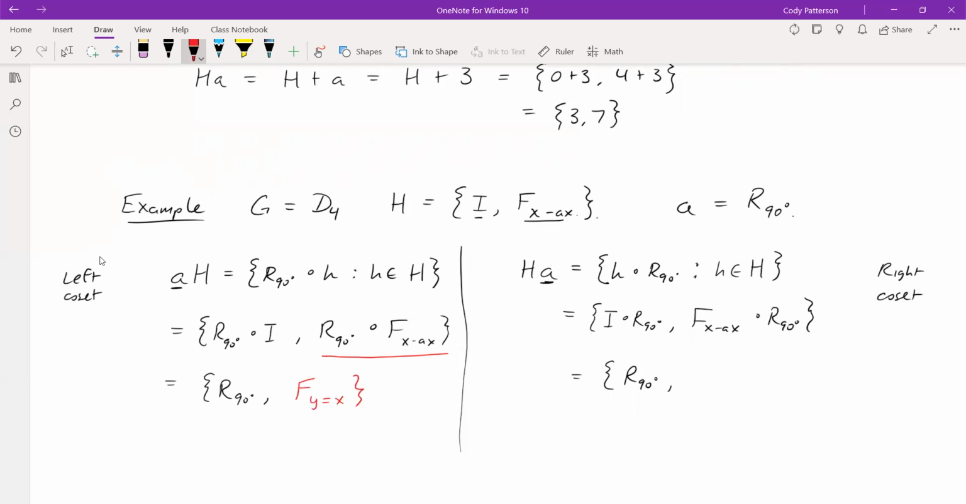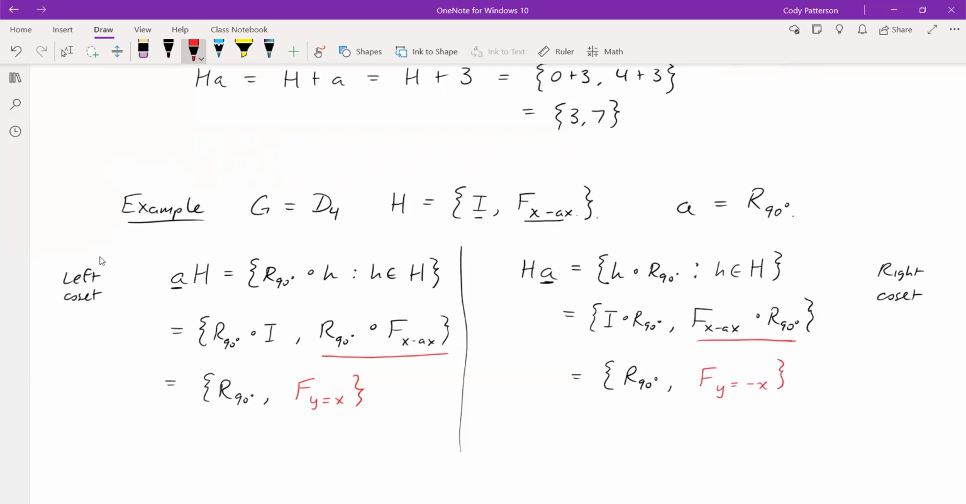Okay, do I get flip over y equals x for the other one? Let's find out. Well, I'm going to take my home position. I'm going to start by rotating by 90 degrees. I'm doing this transformation or this composition now. Turn by 90 and then flip over the x-axis. I think this time I get something different. I think I've got the flip over the line y equals negative x.